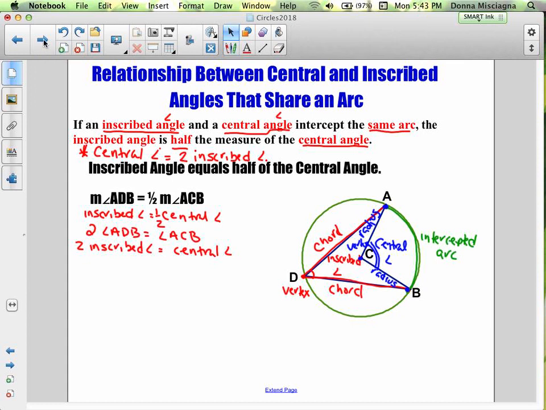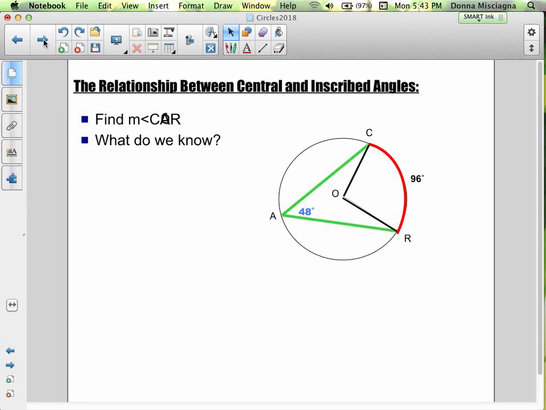Not all of them are in your notes. The first one's not. And it's coming up any moment. Here we go. This one's not. We want to find the measure, it should say, of angle COR. We know the measure of angle CAR. That's 48. But we want to find the measure, let me make that a little bit clearer. We want to find the measure of angle COR.